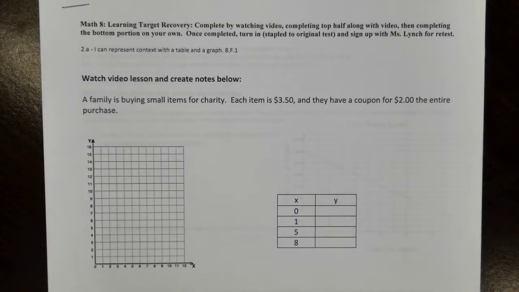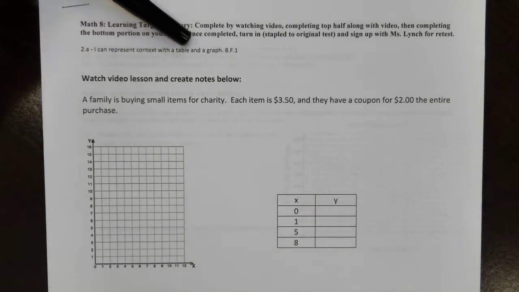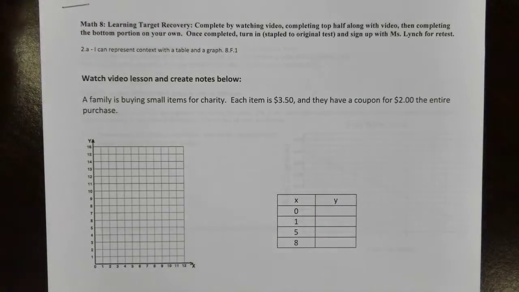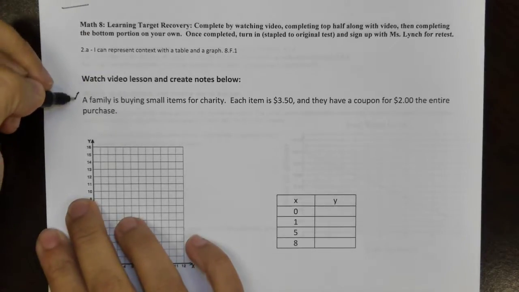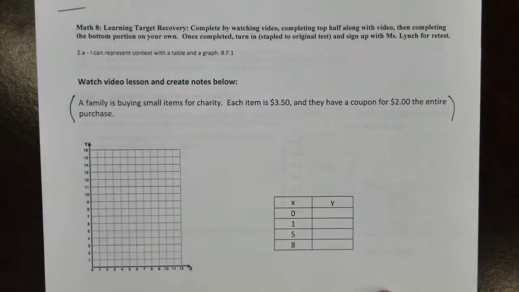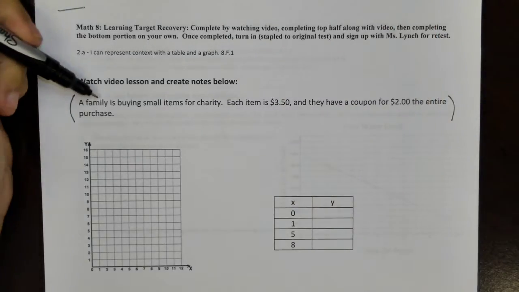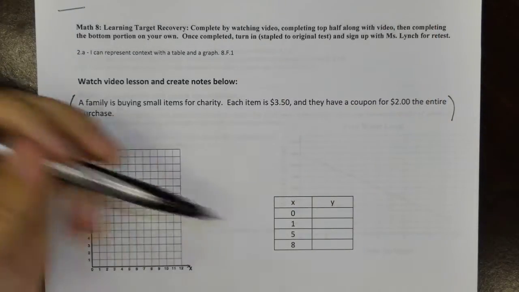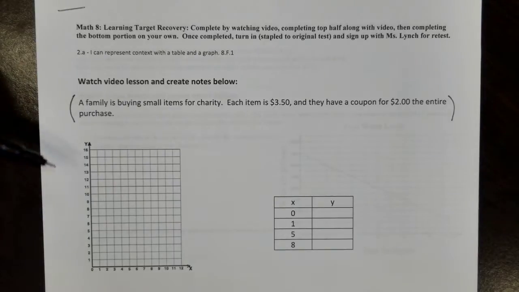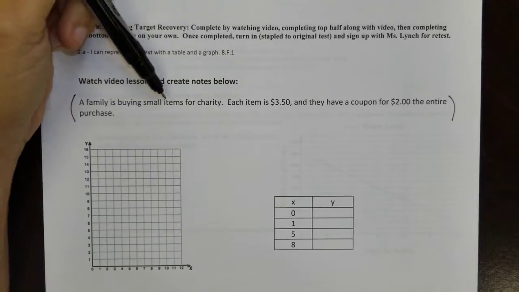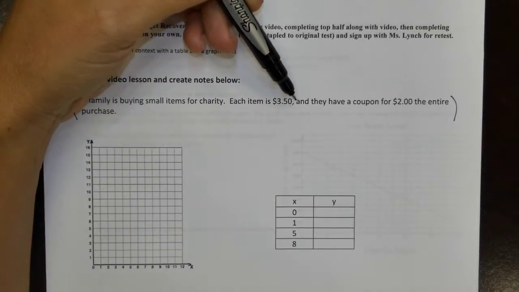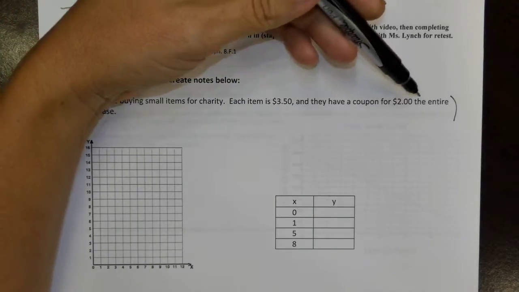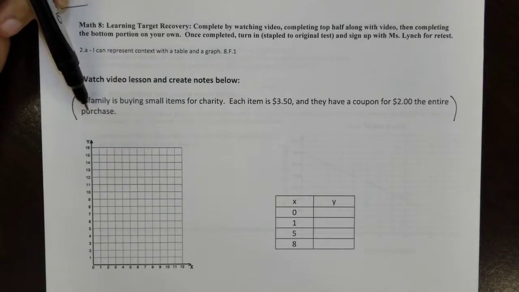All right, what we're working on here is the learning target that says I can represent context with a table and a graph. So the context has to do with the story, and in this case, our story is right here. This portion here is our context. So we're going to represent this situation on a graph and on a table. Okay? A family is buying small items for charity. Each item is $3.50, and they have a coupon for $2 for the entire purchase.